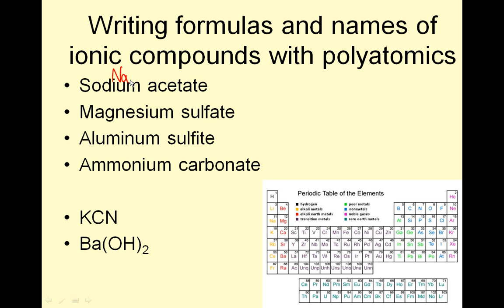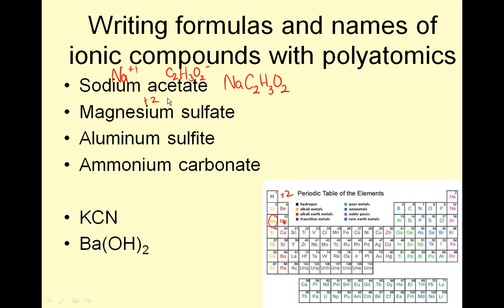So sodium again is Na, and always sodium's +1. Acetate is C2H3O2 with a -1 charge. +1 and -1 already cancels to be 0. This is sodium acetate's chemical formula. All right.